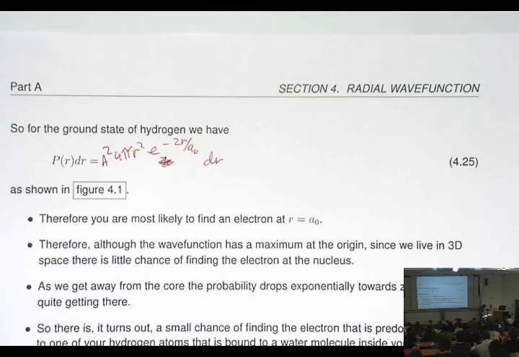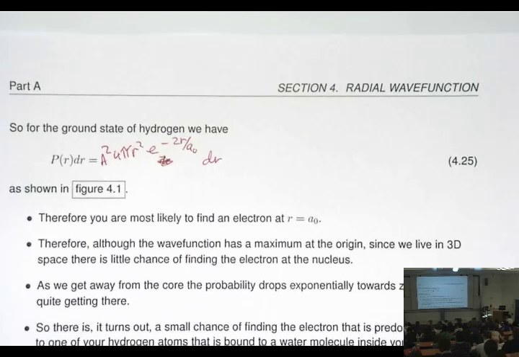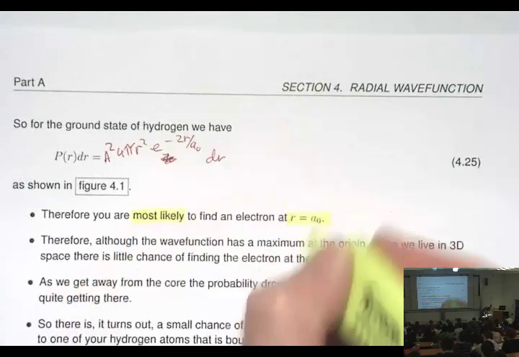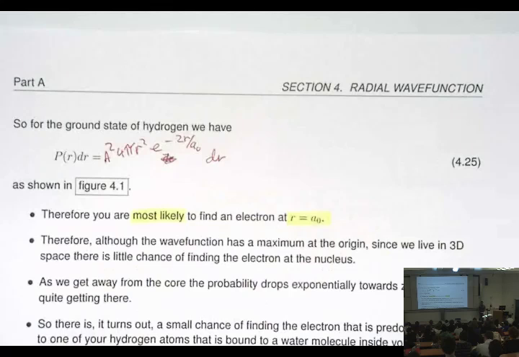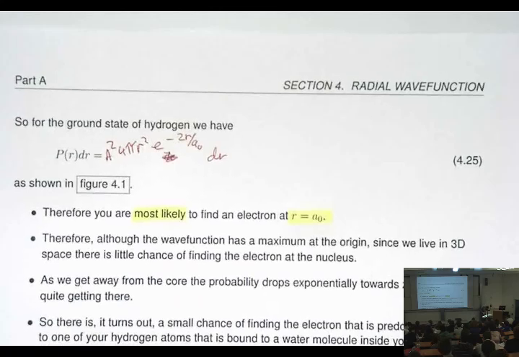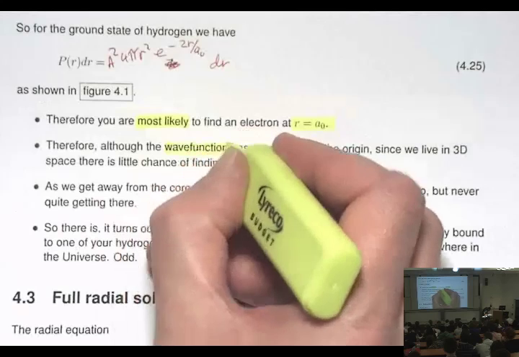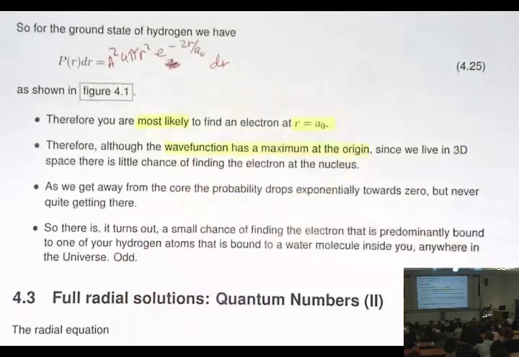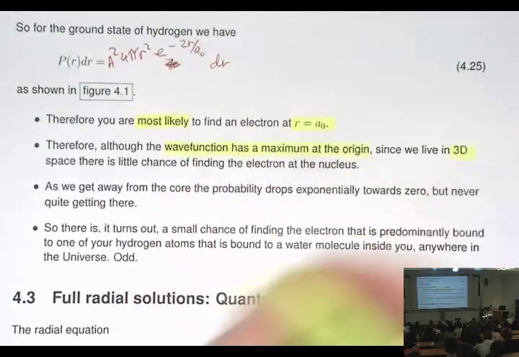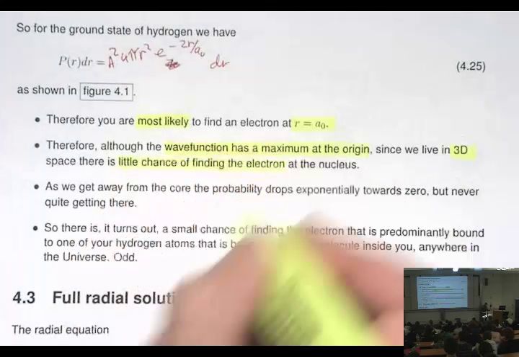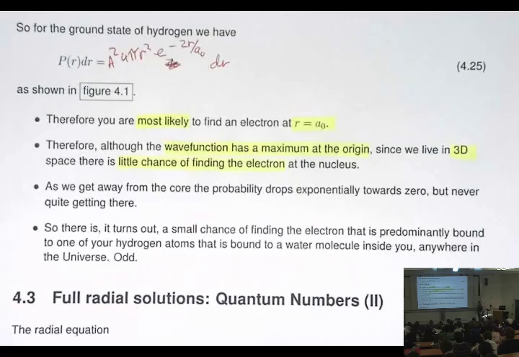So what can we say from all this? You're most likely to find the electron at r equals a naught. That's the most probable place you can find your electron, and that's problem number P6 or 7 or something. So the wave functions have a maximum at the origin, but because we live in three-dimensional space, there's little chance of actually finding the electron at the nucleus. So it's this competition.